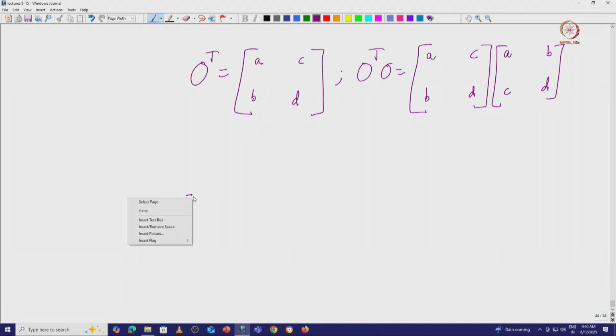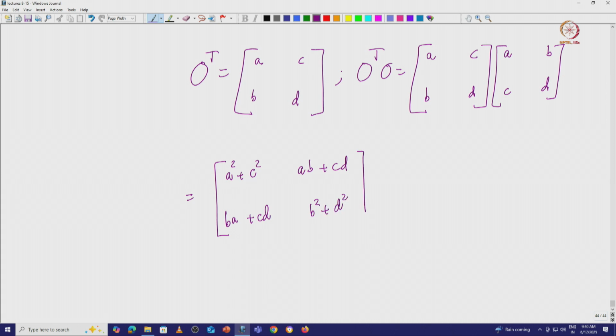So, this is equivalent to A square plus C square, AB plus CD, BA plus CD, B square plus D square. So, the condition is that this should be equivalent to 1, 0, 0, 1. Okay. Now, you can equate each of them.